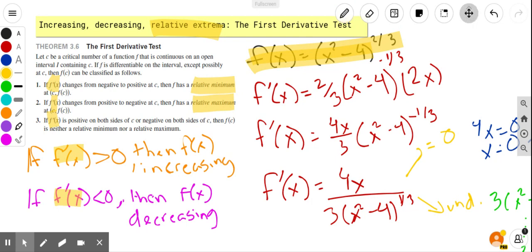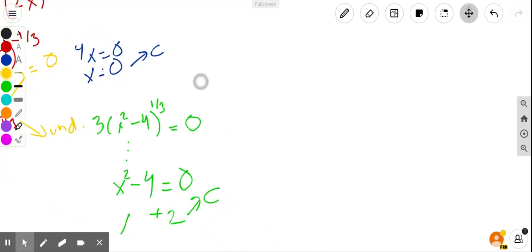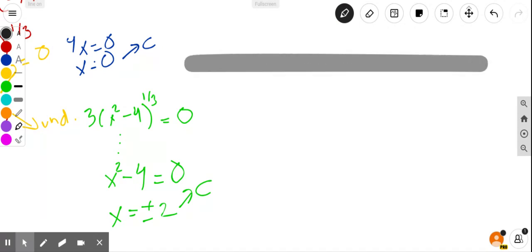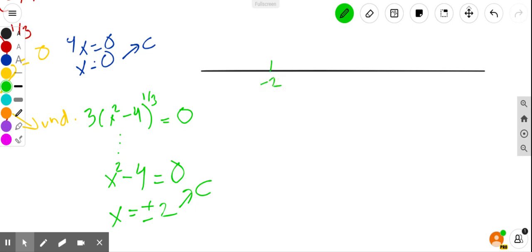So here's what we're going to do. I have three critical numbers, right? I had 0, -2, +2. That's it. So I'm going to make myself a little number line. And this is going to be a little bit of a throwback to your Integrated 3 math. So I know that if I put my critical numbers on the number line, I should have a -2, I should have a +2, and I have 0 for my critical numbers.